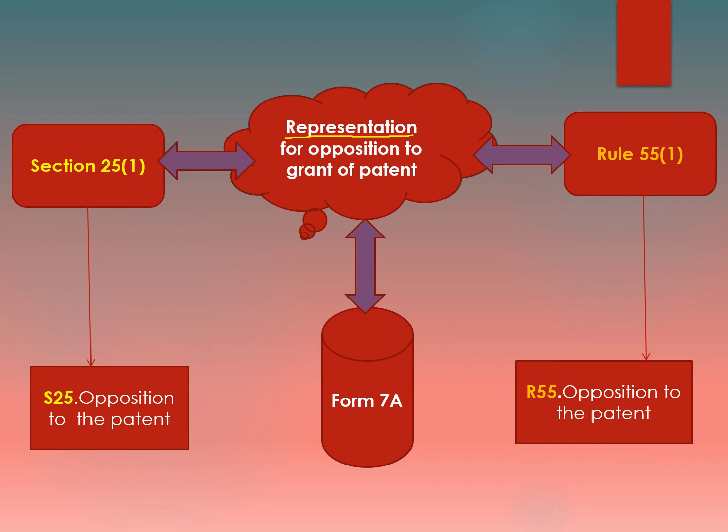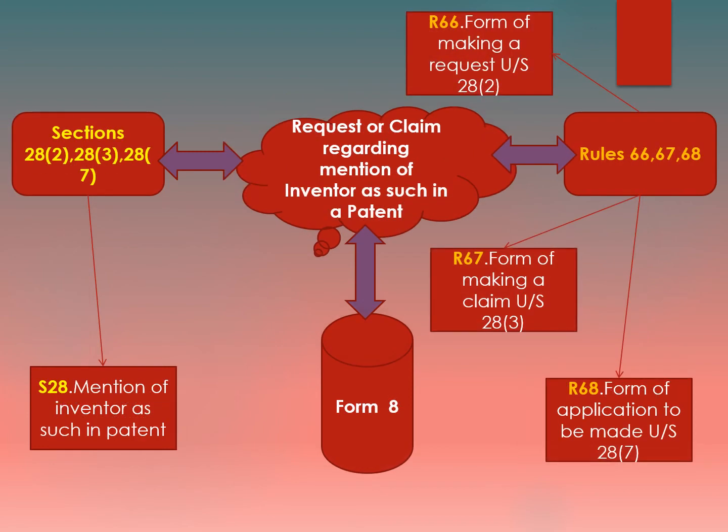Sections related are Section 25 subsection 1 and Rule 55 subrule 1. Section 25 is opposition to the patent, and Rule 55 is opposition to the patent. Same. So here also the keyword is opposition, but the main objective here is representation. That means this way you can differentiate between Form 7 and Form 7A. Next we will proceed to Form 8.